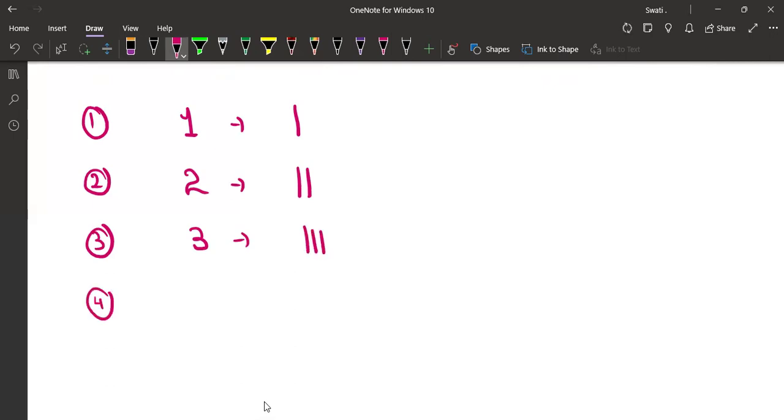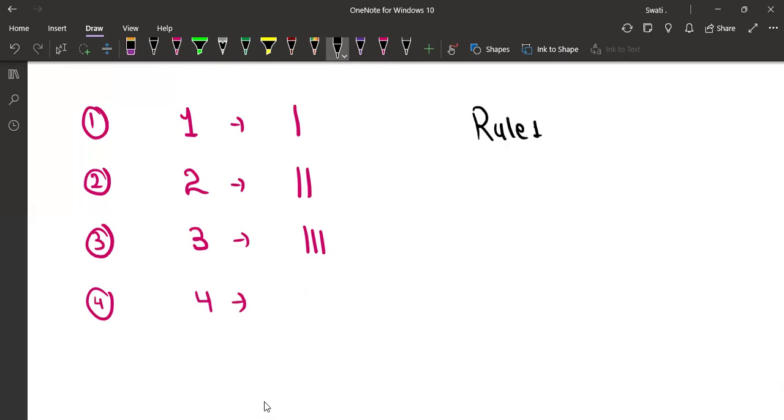If I go to the next, you might think that we can write four I's, but this is wrong. It looks like a tally mark. So this is not correct. For 4, we do not have this. Now you will ask why. So there is a rule.